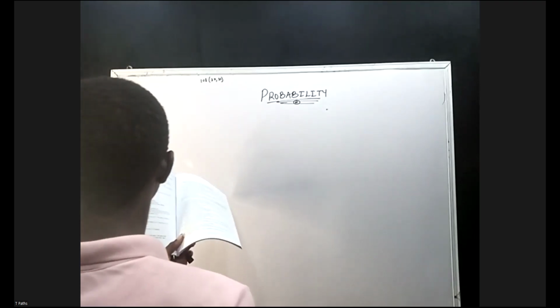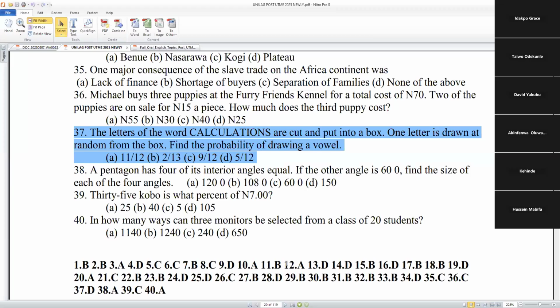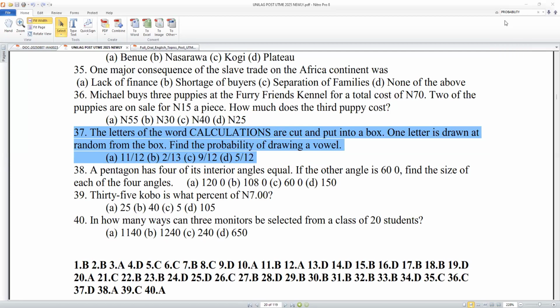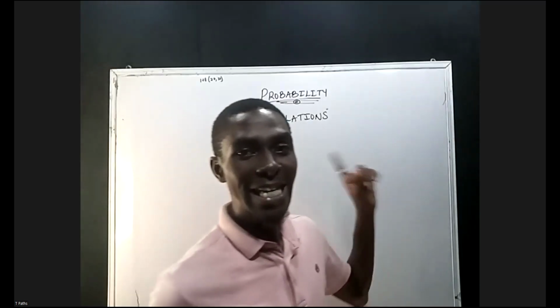So I will only read it. The letters of the word calculations are cut and put into a box. One letter is drawn at random from the box. Find the probability of drawing a vowel. Now, the question is given: the letters of the word calculations.